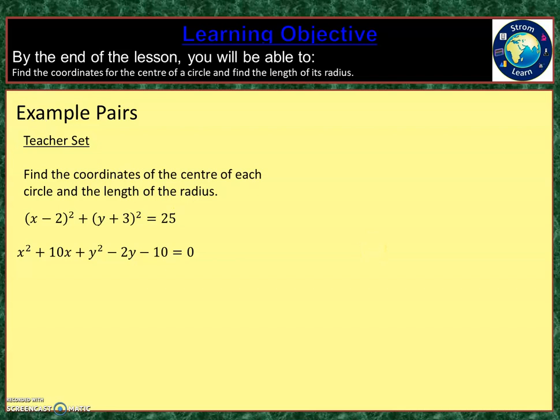So the general equation of a circle then is as follows. It is (x - a)² + (y - b)² = r², where (a, b) is the centre of the circle and r is the radius.